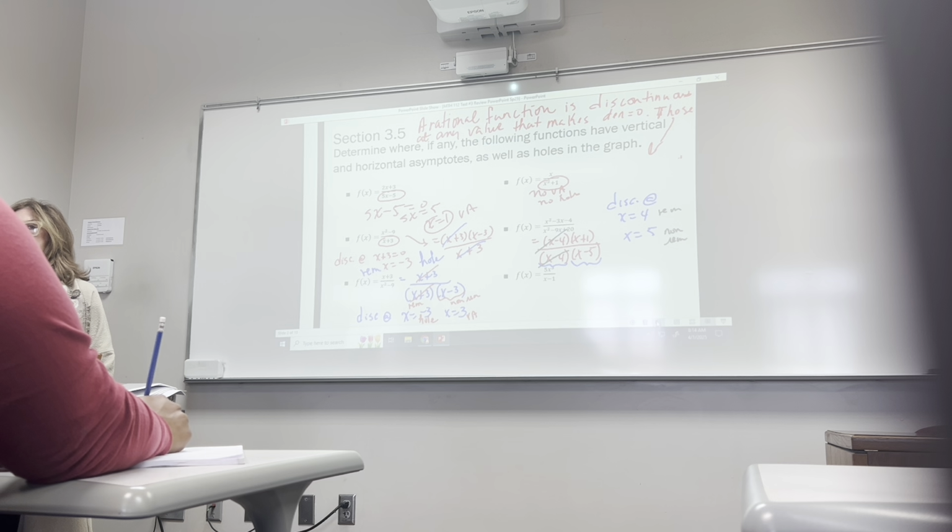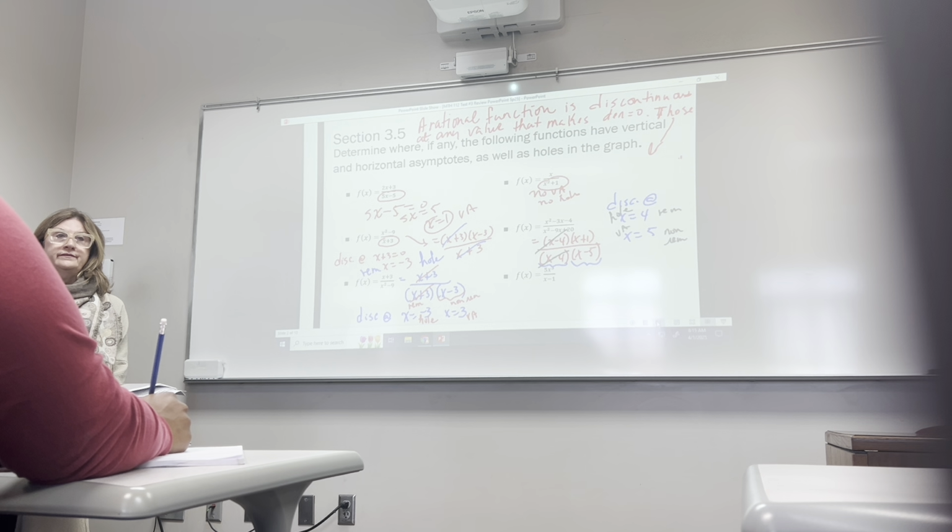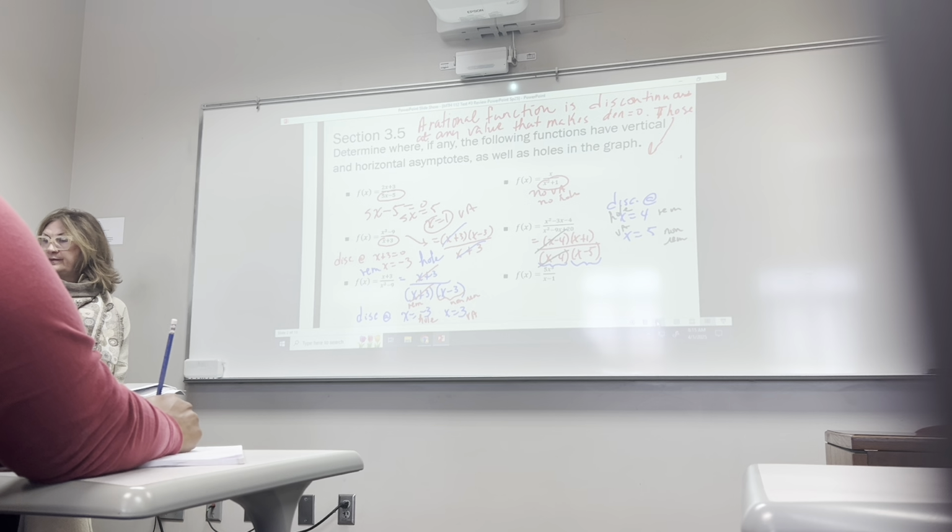If it's removable, then it's not a vertical asymptote, it's a hole. So there's a hole at x equals 4. The non-removable is where you have a vertical asymptote. So there's a hole at x equals 4, there's a vertical asymptote at x equals 5. Yours okay?